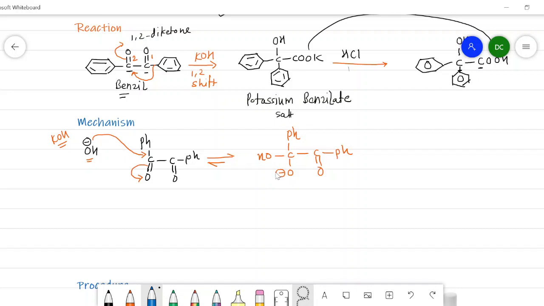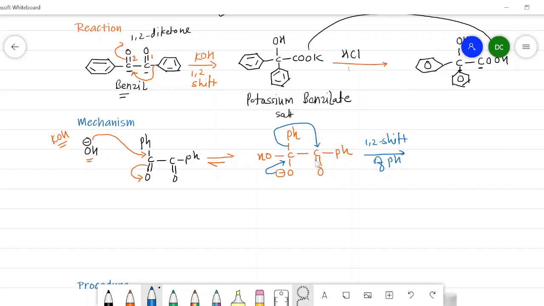In the second step, what happens? The negative charge which is present on the oxygen comes back. So it will form a carbon double bond oxygen. Therefore, the valency of carbon becomes 5. Therefore, the Ph group or benzene ring which is attached to the carbon is migrated from this carbon to this carbon. It is the 1,2 shift. So I will write here a 1,2 shift of Ph. Now, when this occurs, it is going to join with this carbon. Therefore, the valency of this carbon becomes 5.